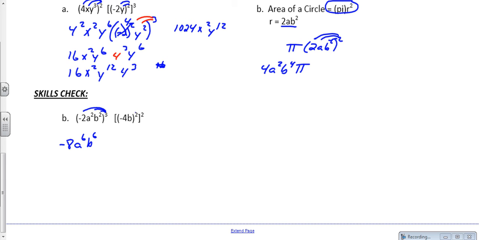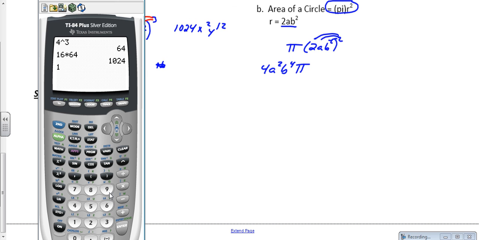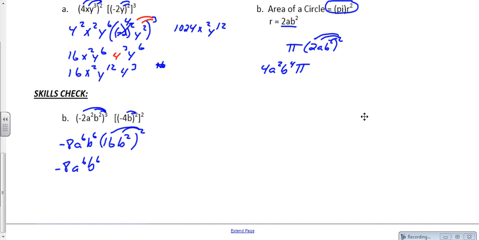Here we're going to take care of the inside first. So negative 4 squared is 16. B squared, and then all of that's going to be squared yet. So we get negative 8, a to the 6th, b to the 6th, 16 squared. Calculate that out. So 256. And b to the 4th.